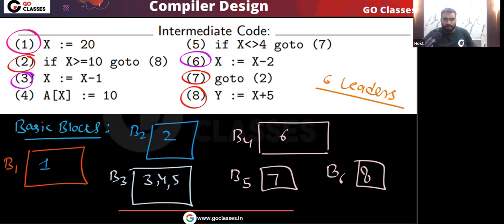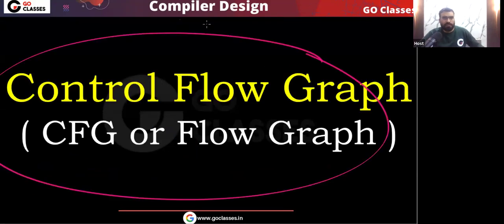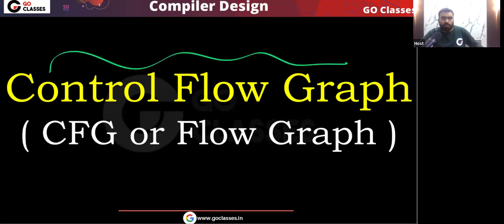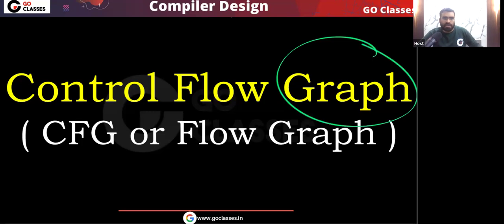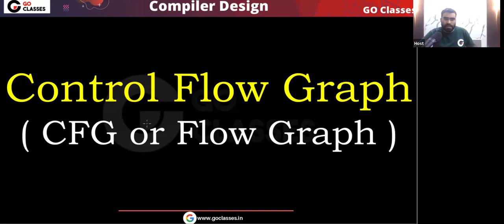Very simple. Now let's move on and see what a control flow graph is. We have seen what a basic block is, and now we need to study the control flow graph. You can call it a flow graph or a CFG. As I told you already, a control flow graph is a graph representation of the intermediate code. In this control flow graph, the nodes are the basic blocks and the edges indicate the flow of control. There will be edges between the basic blocks.